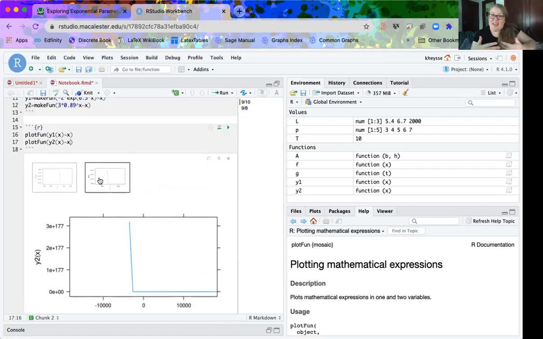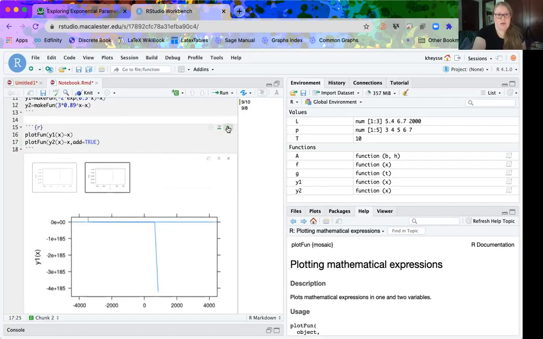If I want these 2 together, we can do that. What we're going to do is add equals true. So that's a parameter that we're going to pass into the plot fun function that says, put the 2 plots together, like you just built one, add this to the next one. And we have something that looks like this, which isn't great.